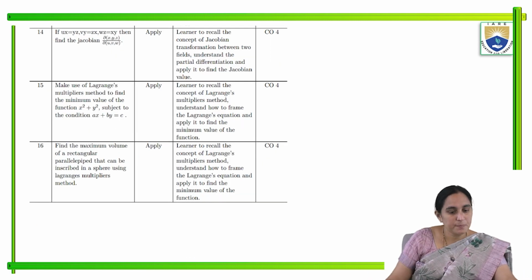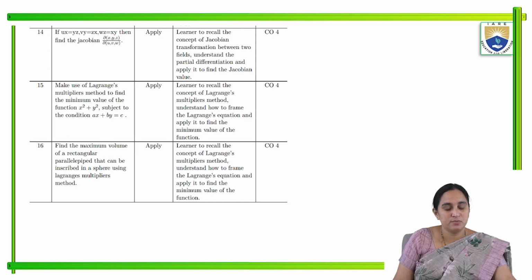14th question: if u is equal to yz, v is equal to zx, w is equal to xy, then find the Jacobian of dou of xyz by dou of uvw. This is also the same as the last concept. Next, make use of the Lagrange's multipliers method to find the minimum value of the function x square plus y square, subject to the condition ax plus by is equal to c.